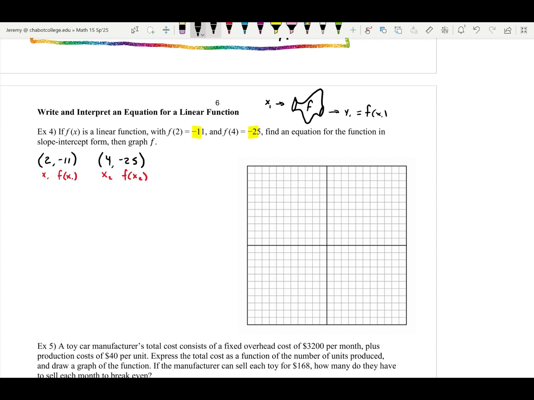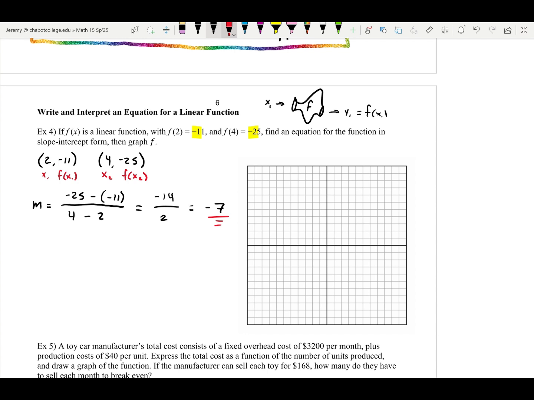So we want to find the equation of this line, but the first thing is always find the slope. We always want to get the slope first. And this is just going to be the difference of the y's over the difference of the x's. So we'll do negative 25 minus negative 11. Notice my parentheses because I have minus a negative. I don't want to get mixed up on that. Divided by 4 minus 2. So in the numerator, I am getting negative 14. In the denominator, I'm getting 2. So it looks like my slope is negative 7. All right, so that's good.